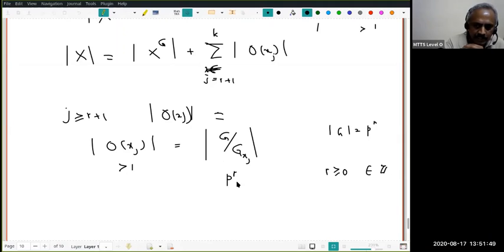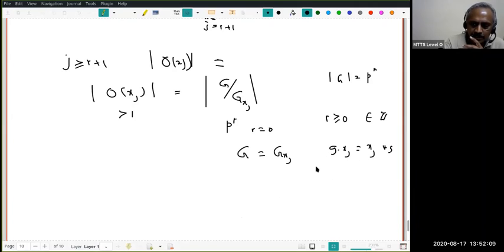But can this r be 0? If r is 0, that means G equals G X_j. That means the stabilizer of X_j is all of G, that means g dot X_j is X_j for all g. That means the orbit of X_j will have one element. But we assumed this has more than one element. Therefore, this r cannot be 0. Do you understand this? This is exactly like the earlier argument. Therefore, this is P power r, where r is greater than or equal to 1.